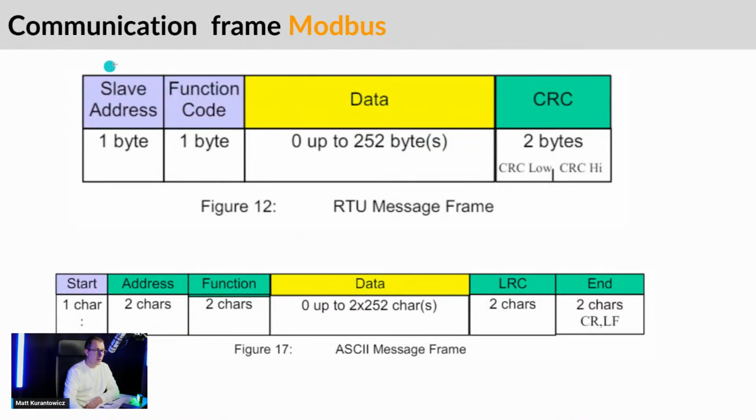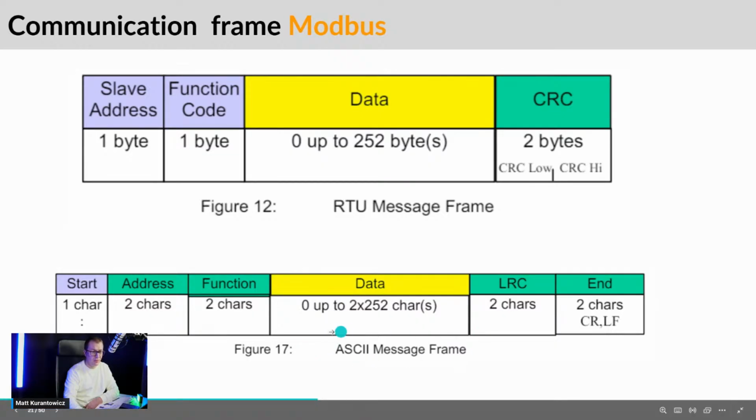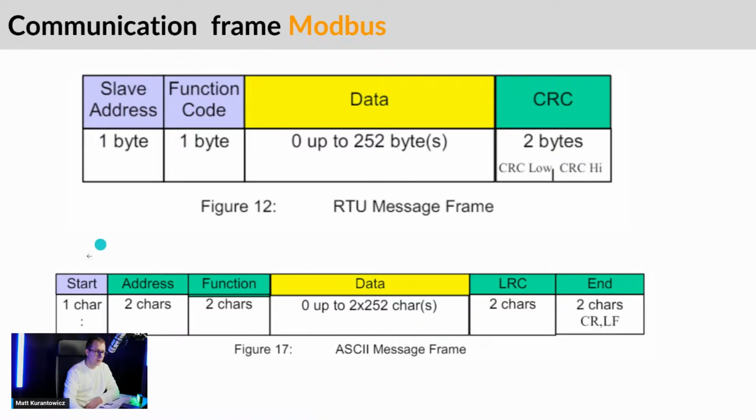What about the frame? Here we have communication frame for the Modbus, and this is RTU message frame for that. In that frame, we add slave address, which is 1 byte, a function code, which is also 1 byte, and data. In the end, we have a CRC check. Below, we have another frame for Modbus ASCII. We have a difference from that RTU message frame.